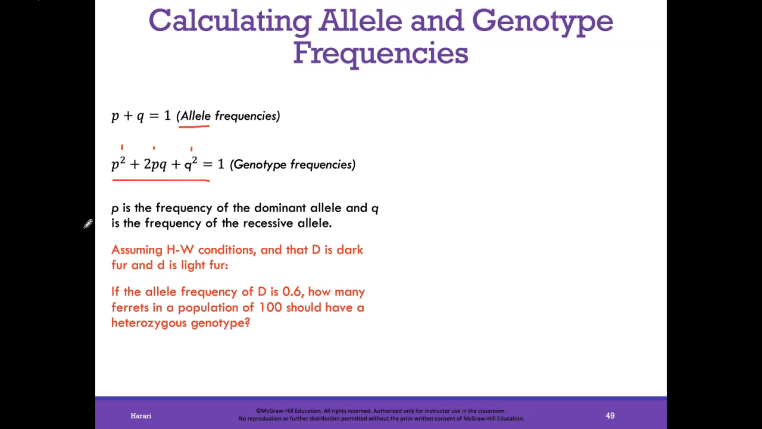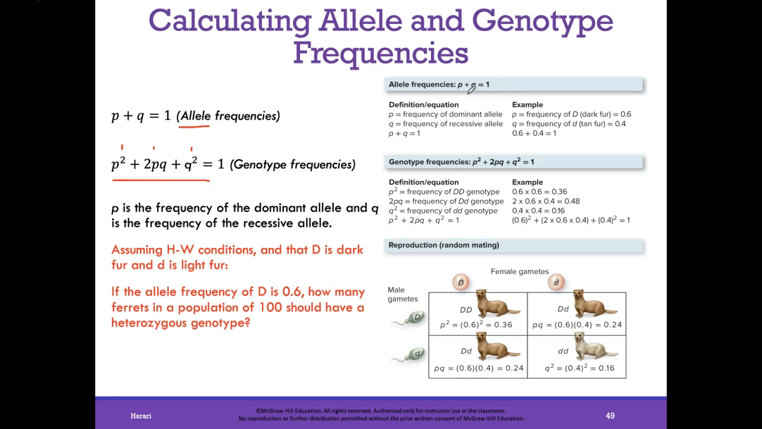So, assuming Hardy-Weinberg equilibrium in the ferrets, and we said that big D is dark fur and little d is light fur, if the allele frequency of big D is 0.6, how many ferrets in a population of 100 should have a heterozygous genotype? So pause here, and you can do this just by the information given on this slide.